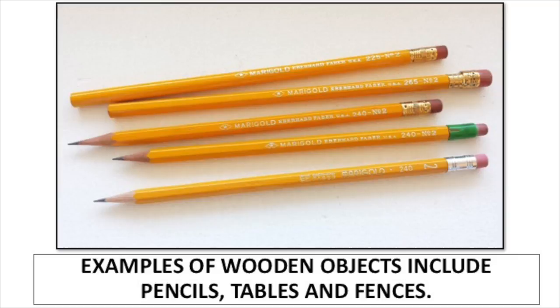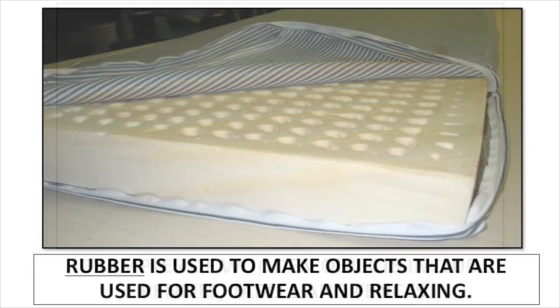Examples of wooden objects include pencils, tables, and fences. Yes. Rubber is used to make objects that are used for footwear and relaxing.